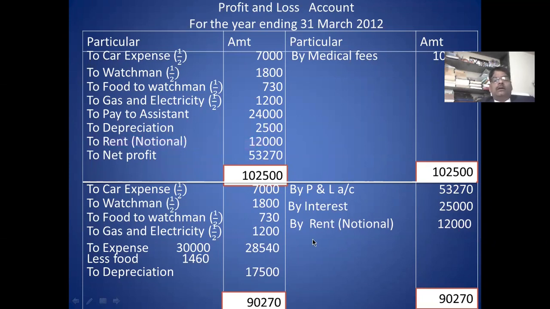Then you close the account. Total is 90,270. Then difference is called as net profit. Net profit is 33,500. This 33,500 net profit goes to balance sheet.